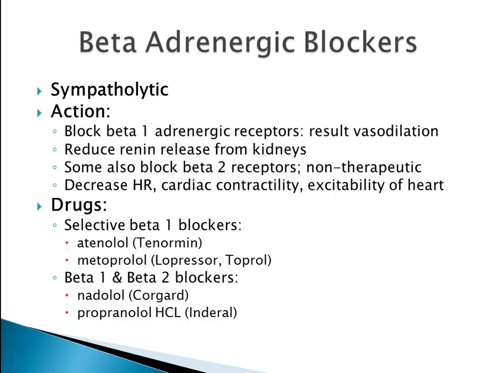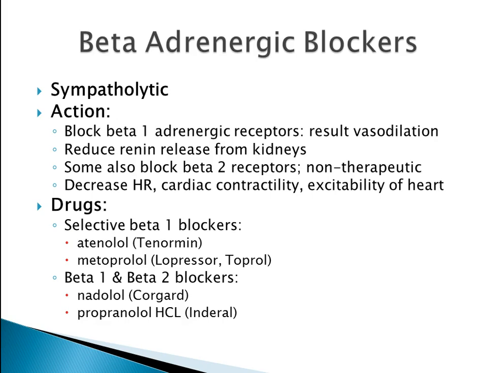Beta-adrenergic blockers. These sound familiar? Yeah. They're sympatholytic. If they block beta-1, you end up with vasodilation. That results in lower blood pressure. They also reduce the release of renin from the kidneys. Okay. Some can block the beta-2 receptors. Those are considered non-therapeutic. They decrease the heart rate, the cardiac contractility, and the excitability of the heart. So they also make the heart beat not as strong and decrease the heart rate.